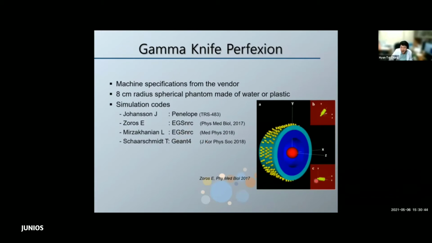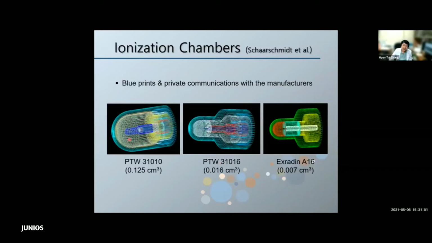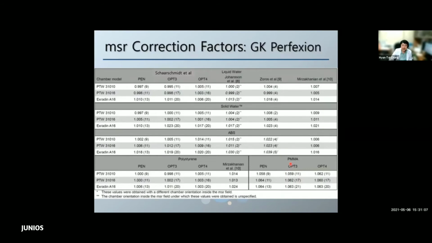You can see we can put the detector along the Z direction, and we can put the detector in the XY plane, which is perpendicular to the Z direction. We do it only for the ABS phantom. And these are the beautiful figures from the Shah-Smith paper for the chambers. And this is the result.